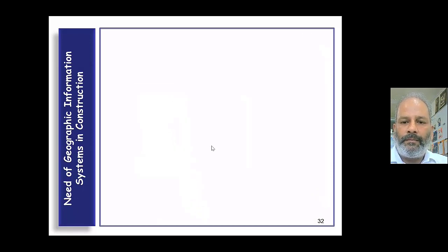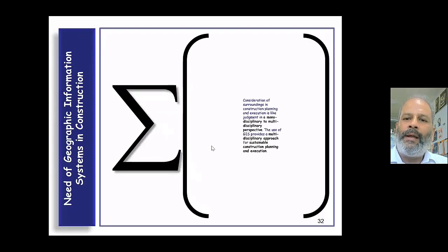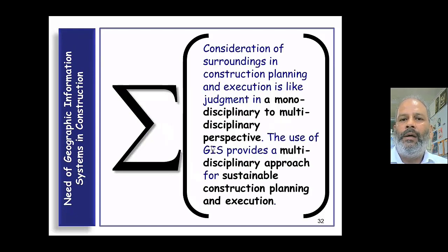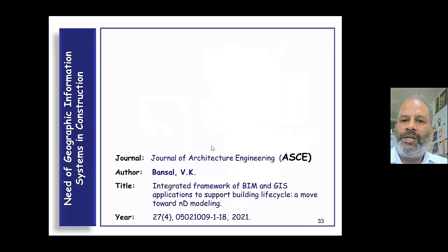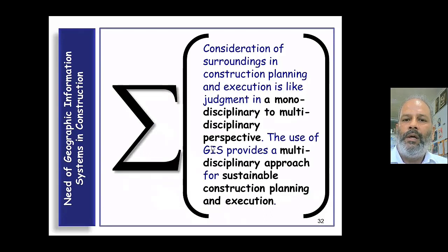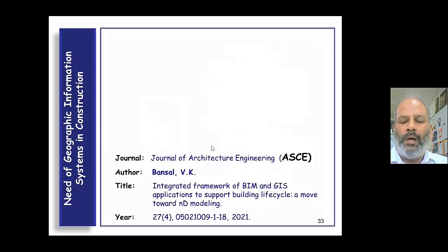If I conclude this first part, consideration of surroundings in construction planning, execution, or life cycle is like a judgment from a monodisciplinary to a multidisciplinary perspective. The use of GIS provides a multidisciplinary approach for sustainable construction planning.